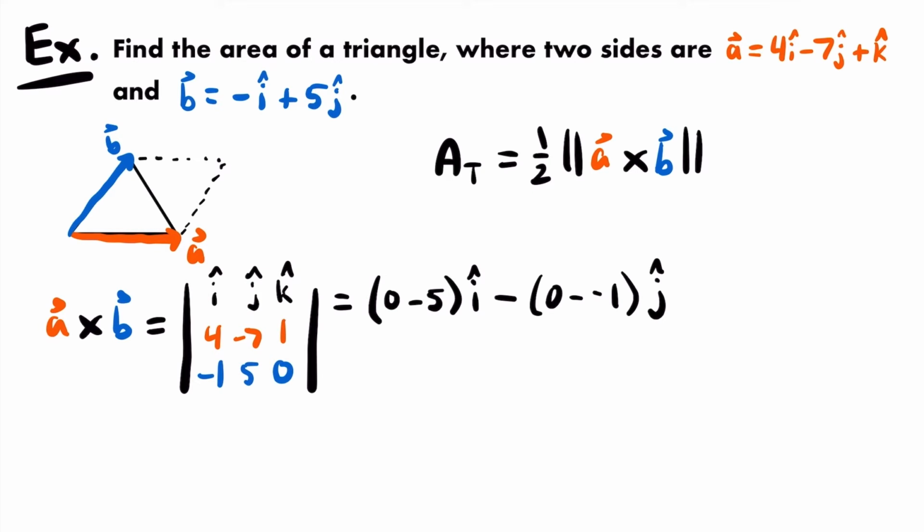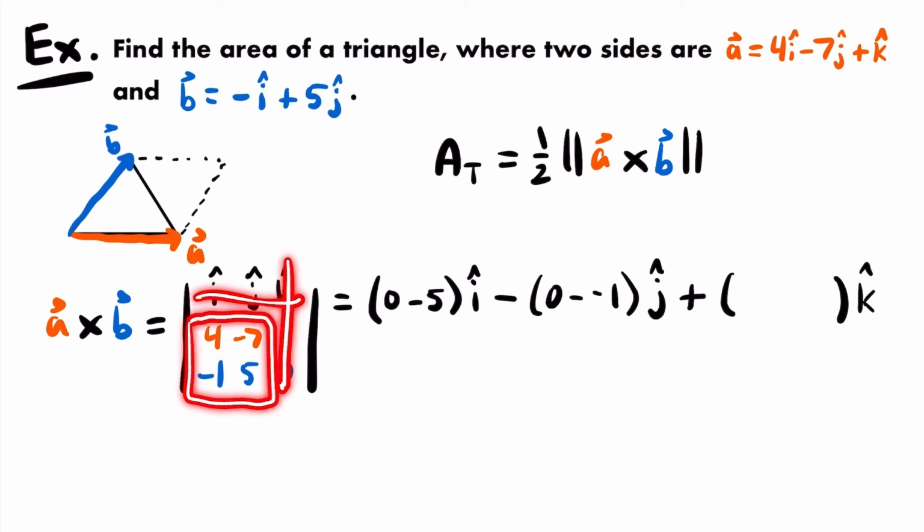And then finally, we'll have one more term, but for vector k. So let's look at vector k here. We're going to cross out the row and the column that it's located in and use these 4 values to calculate a 2 by 2 determinant. So we'll have 4 times 5 minus -7 times -1. Now 4 times 5 is 20, and -7 times -1 is 7. So we'll have 20 minus 7.